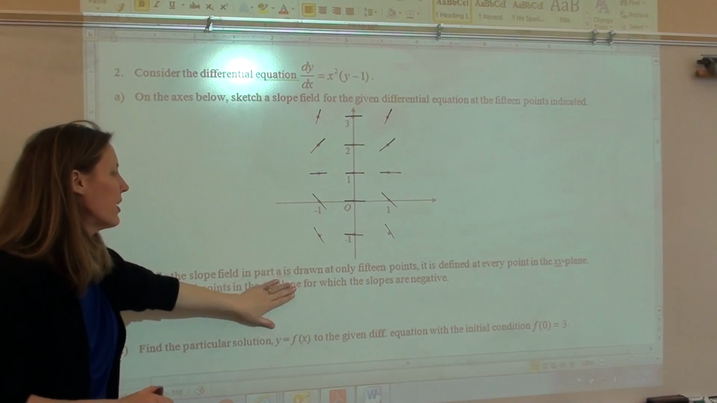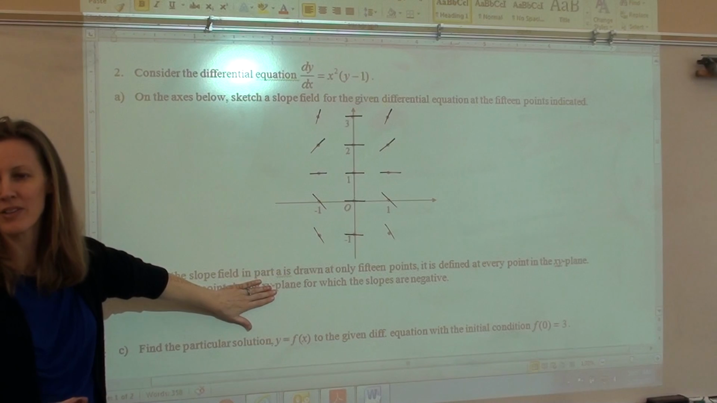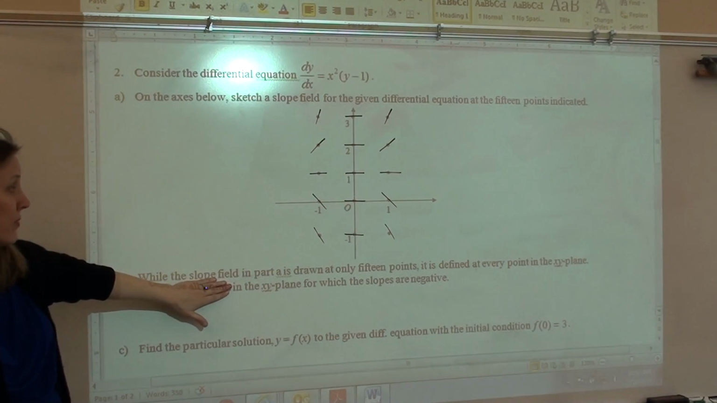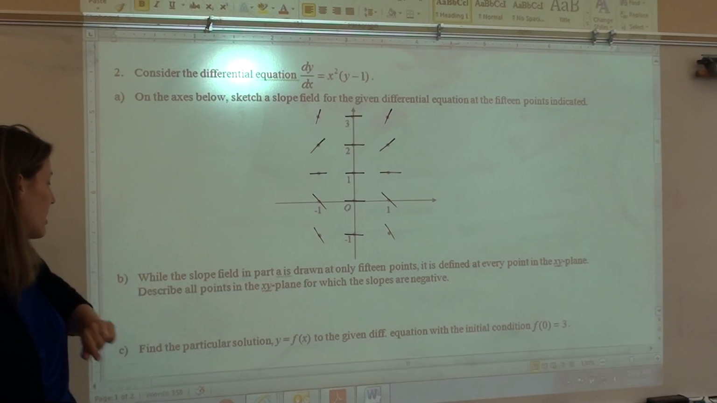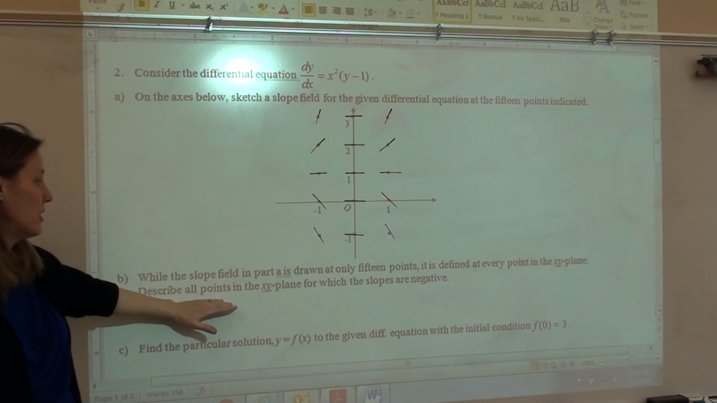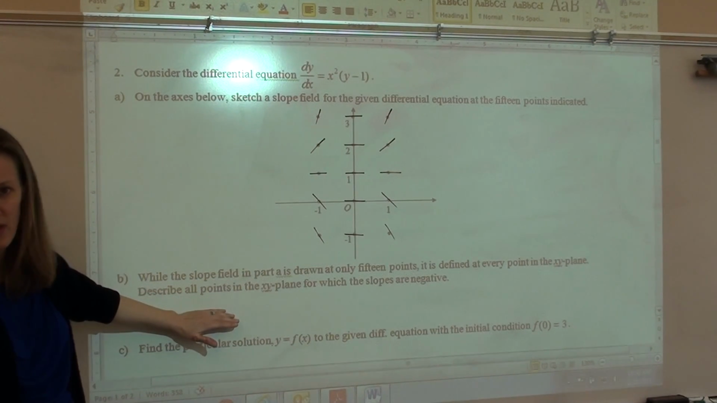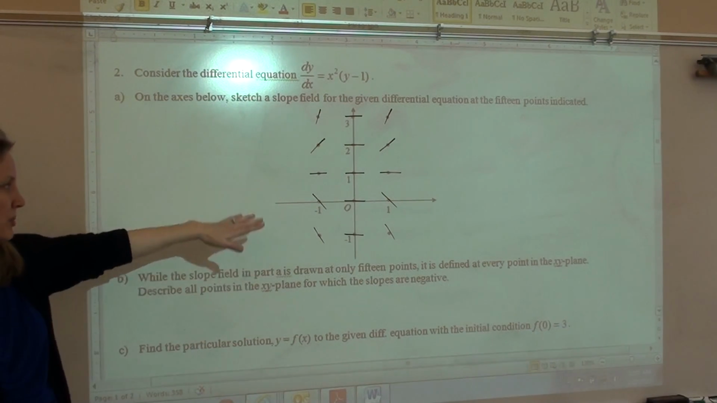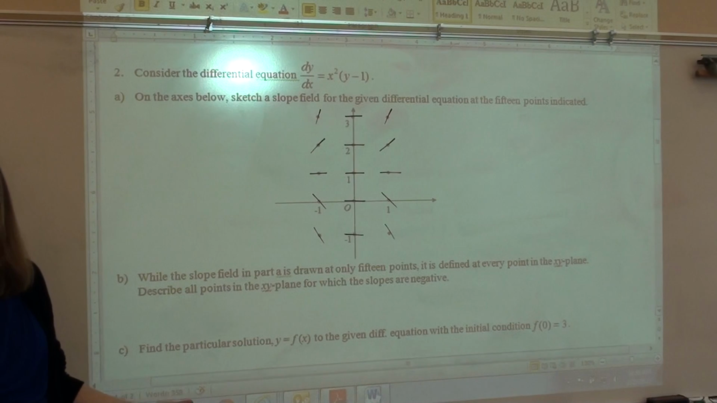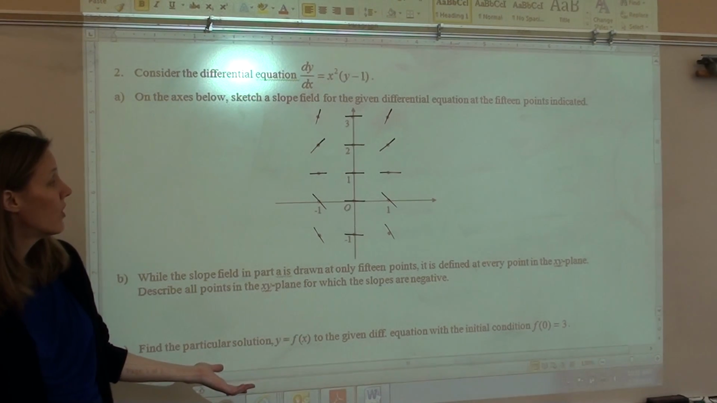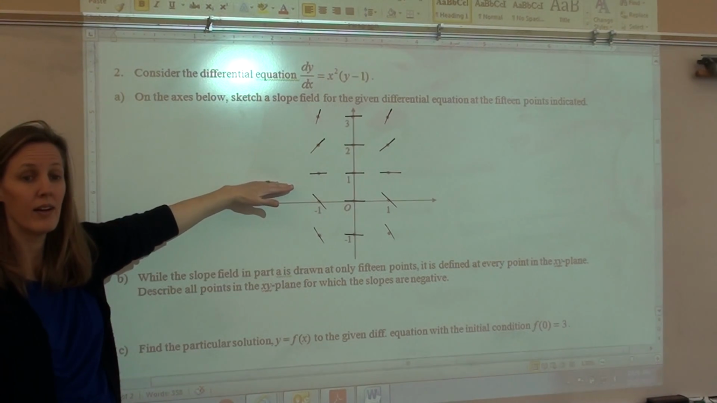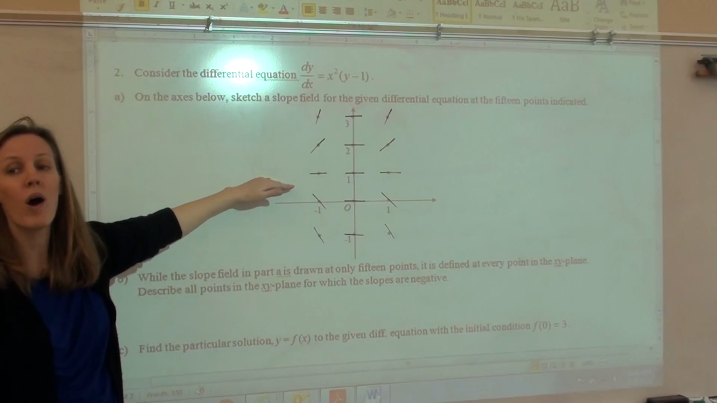Now, very quickly, this little part was for this exam. While the slope field in part A is drawn at only 15 points, it is defined at every point in the xy plane. Describe all points for which the slopes are negative. Well, visually, you can kind of tell where the slopes are going to be negative. Anyone have a guess? Below 0. Or 0 and below on the y-axis. What about a half? What do you think? Y is less than 1. Oh, less than 1. Y is less than 1.